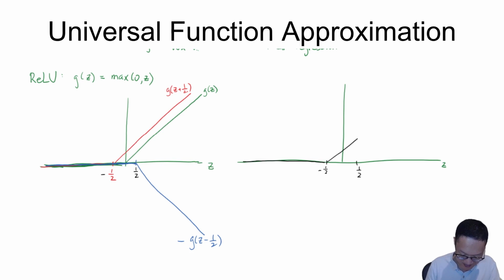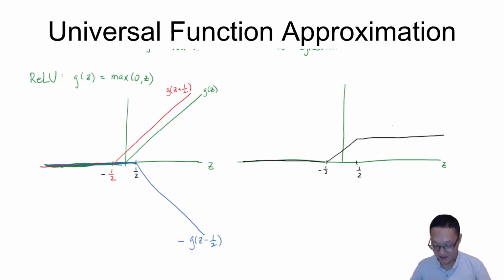And everything above this, we're going to take the red one and subtract the blue line. For any increase in the value of the red, we have the same amount of decrease in the value of the blue function. So they're going to cancel out, and then we get a flat line over here. So this one is actually G of Z plus 1/2 minus G of Z minus 1/2.